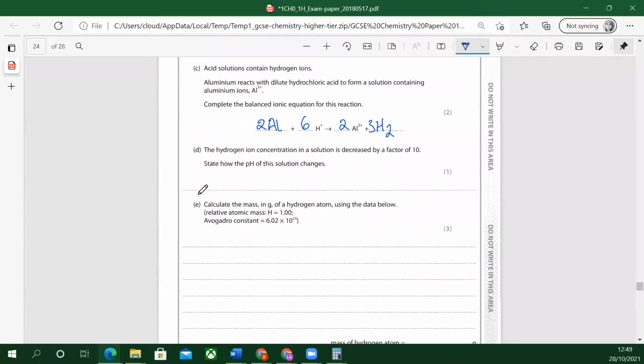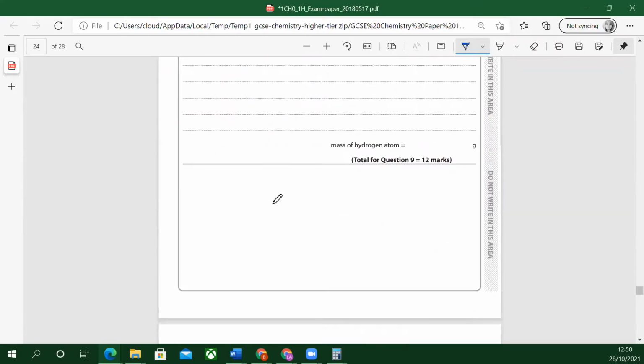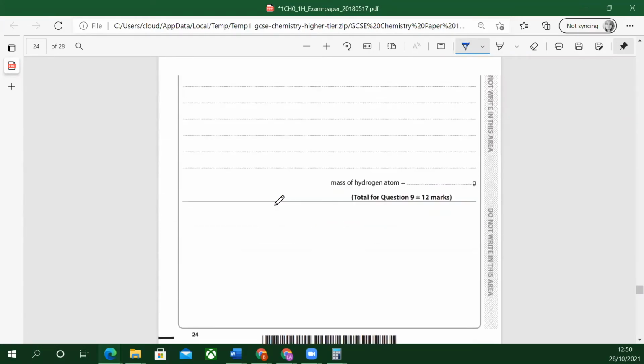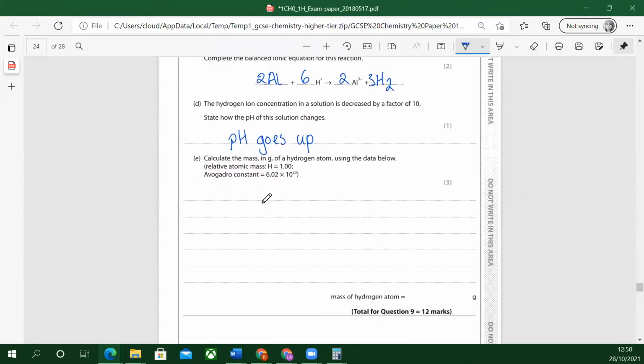D. The hydrogen ion concentration in solution is decreased by a factor of 10. State how the pH of the solution changes. So the pH goes up. It becomes less acidic, or closer to neutral. So pH goes up. I will go back to that. Right, so let's go and see what the next one was.